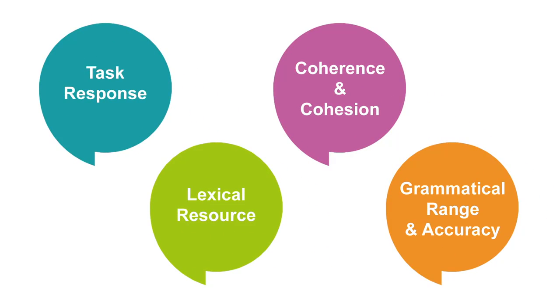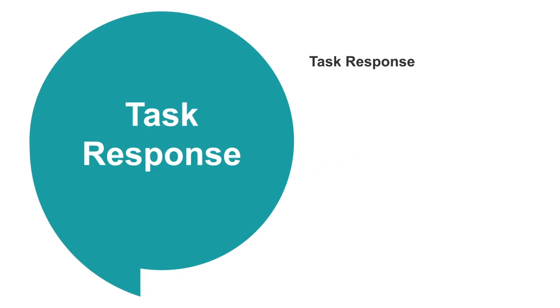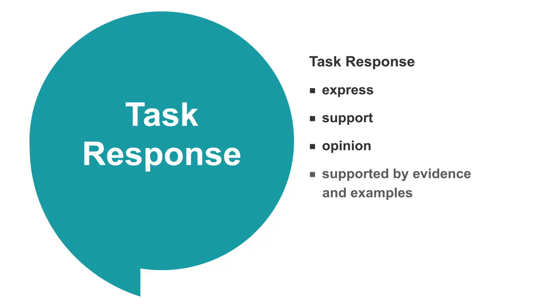Each writing task is assessed by examiners according to the following 4 criteria. The first is task response. For Task 2, this refers to how well you are able to express and support your opinion on the topic given to you. Your ideas should be supported by evidence and examples from your own experience. Your answer must be a minimum of 250 words.